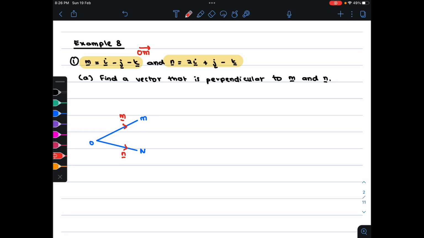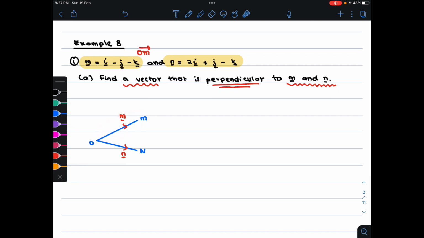So for part A, we need to find a vector that is perpendicular to vector m and vector n. So just look at vector m first. I want to have a vector that is 90 degrees to this vector. So 90 degrees can mean two things. It's either 90 degrees going upward or 90 degrees going downward. So this is for vector m.